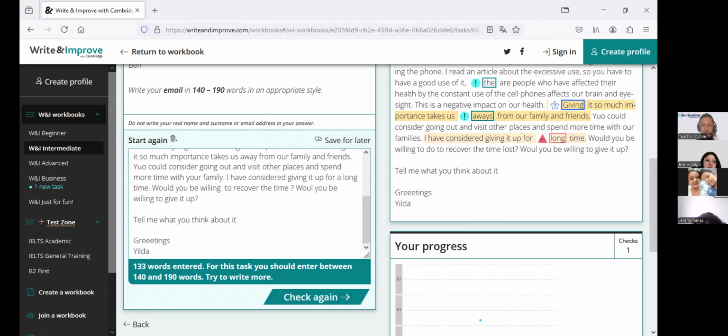Excellent. The lost time. Would you be willing, y aquí falta la D, would you be willing to give it up? Would, después del would, con la D. Would, en la D, after L, D, would. Pone la D. Excellent. Would you be willing to give it up? Tell me what you think about it. Greetings, Gilda. Okay, so check again.